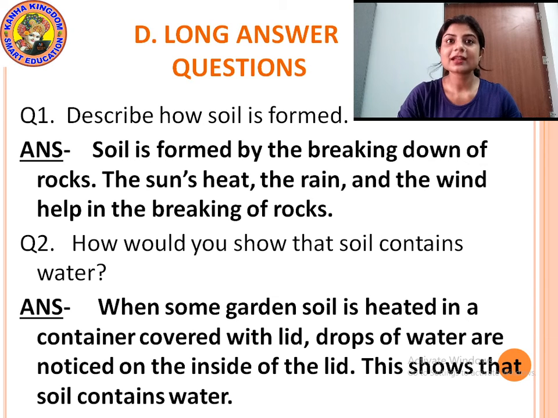The answer is, soil is formed by the breaking down of rocks. The sun's heat, the rain and the wind help in the breaking of rocks. I repeat the answer. Soil is formed by the breaking down of rocks. The sun's heat, the rain and the wind help in the breaking of rocks.